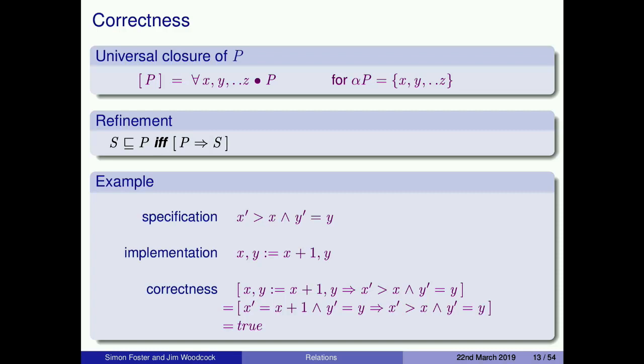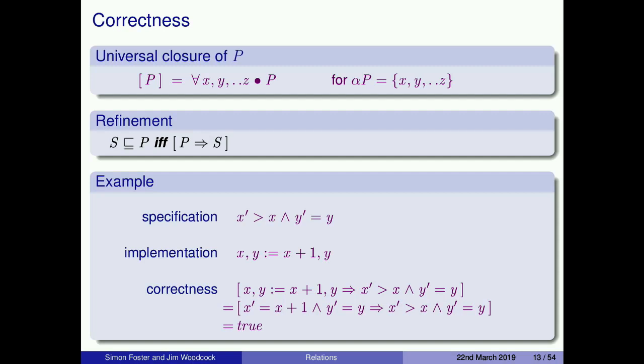So as I said, fundamental to UTP is the concept of refinement. And refinement is essentially implication or reverse implication. So in order to define refinement, we first of all have to define this notion of universal closure. And what universal closure does is it universally quantifies all of the variables in my alphabet.